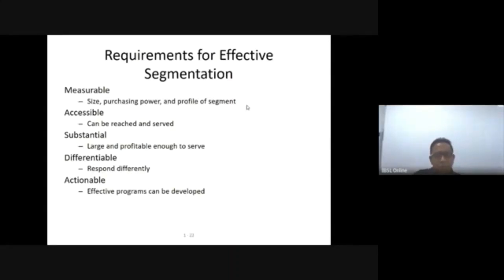Actionable, yes, you can have a specific product for professional women, and some effective programs can be launched. So those are the requirements for effective segmentation. When you select a segment, that particular segment should have these. Based on these requirements only we can have a suitable segment, because there may be certain segments that don't fulfill these criteria. The segment that you select should be measurable, that means sizable enough, and accessible, substantial, differentiable, unique, and actionable.